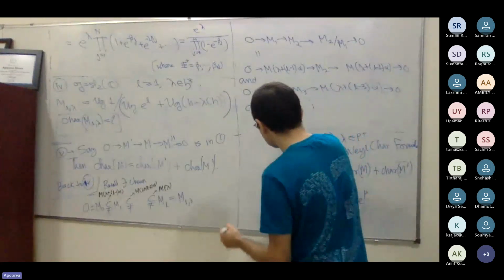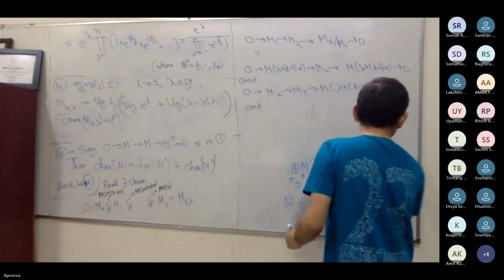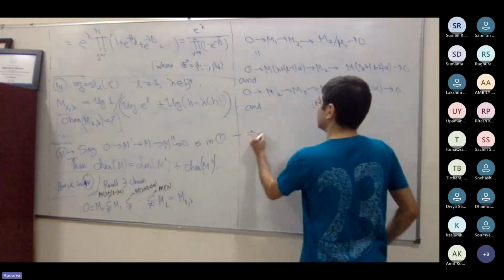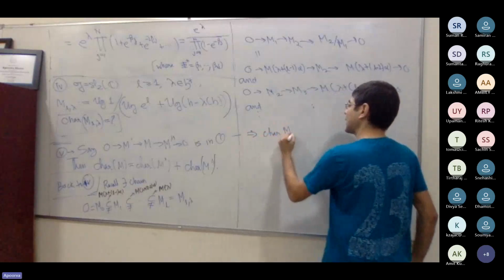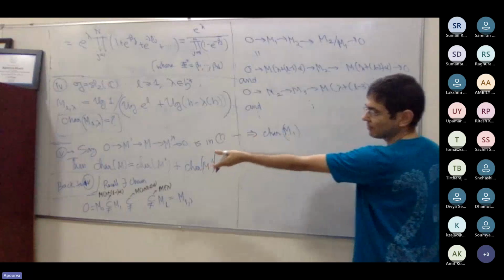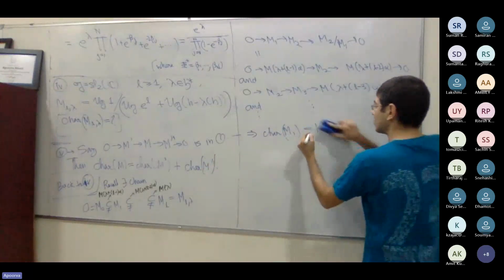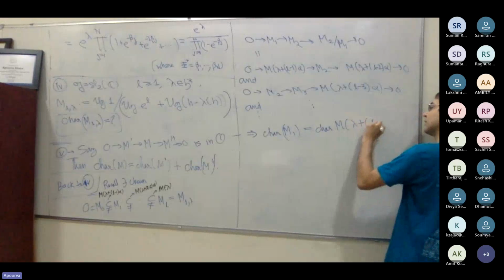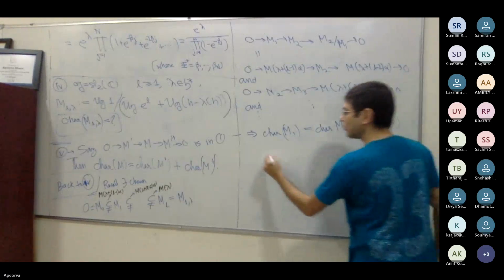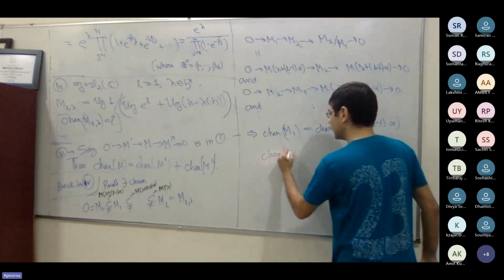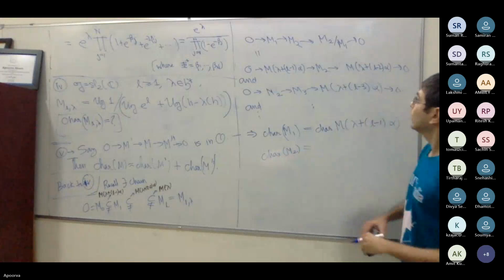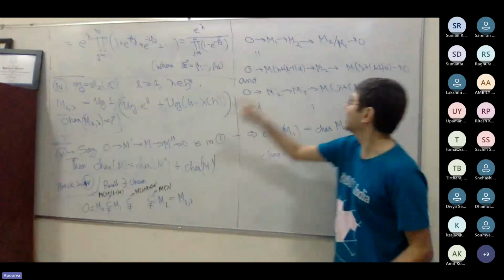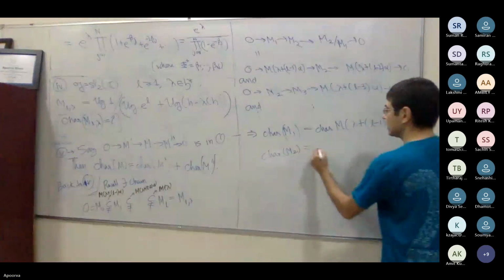Which now means let's start calculating the characters. Therefore, the character of M1, well, M1 was just M1, that's easy, is the character of M lambda plus L minus 1 alpha. How about the character of M2? Well, by the short exact sequence property, by property 5, it's the character of this plus the character of this.